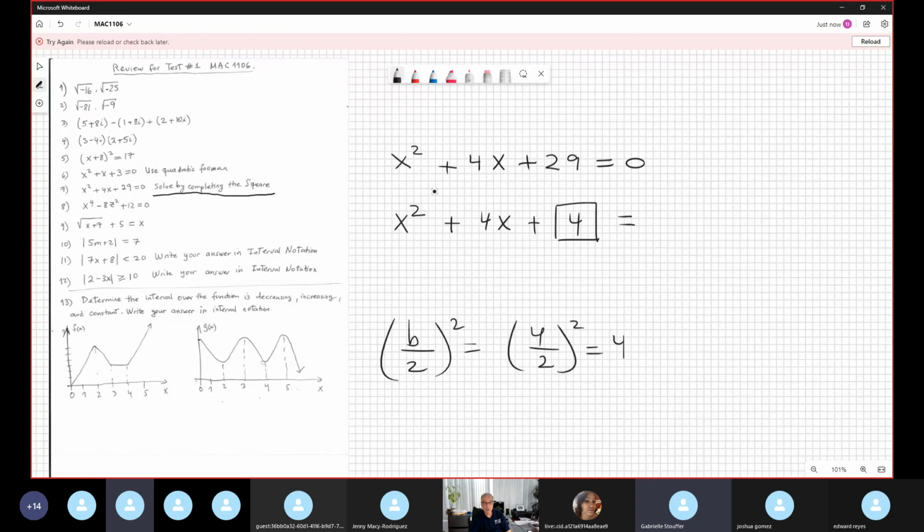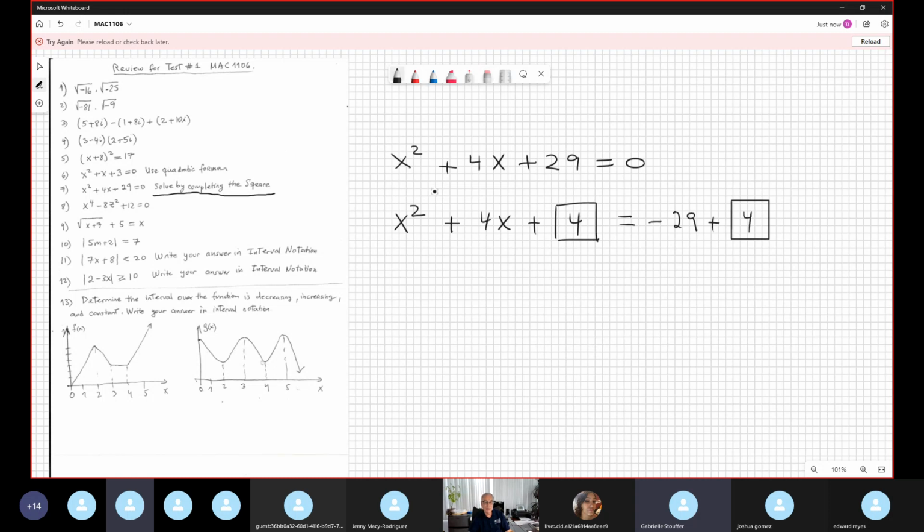So what is the organization? Well, there are many ways to do this. But you move 29 to the other side. Okay, minus 29. And when you include 4, because we need to complete the square, you put an extra 4 here. This is one way to organize this.